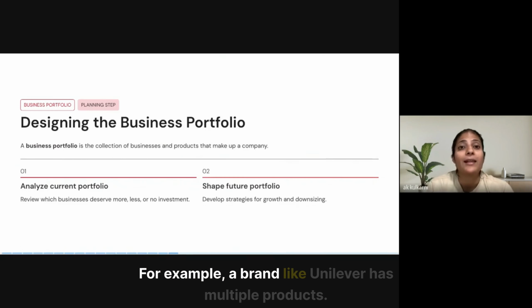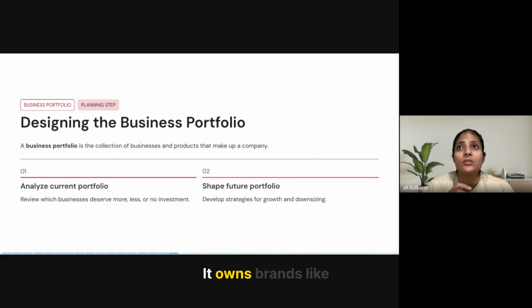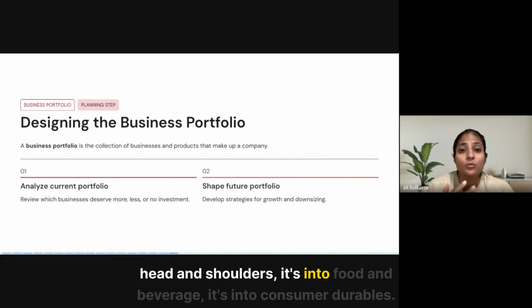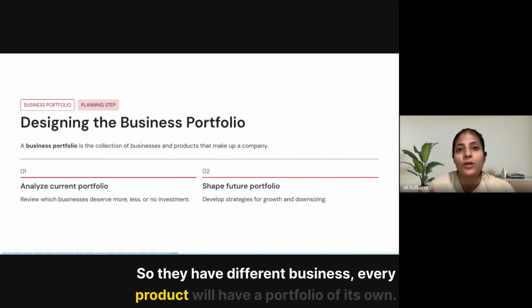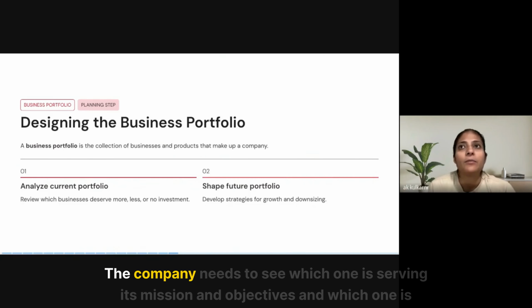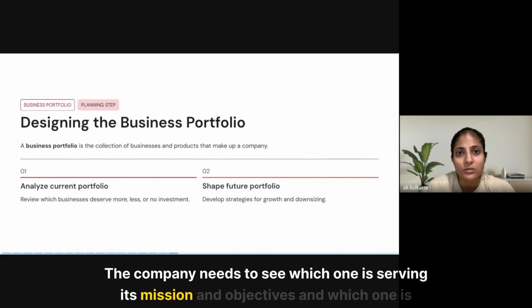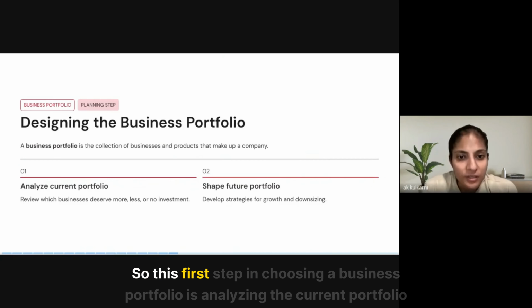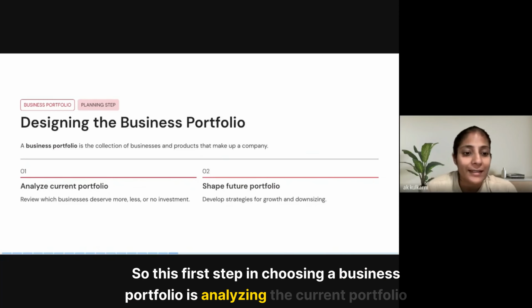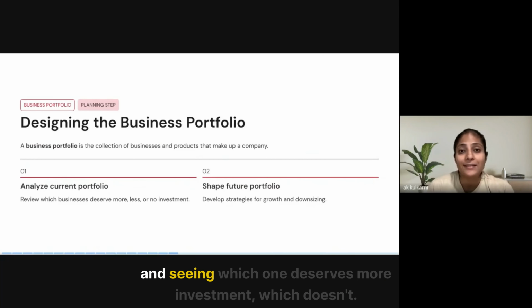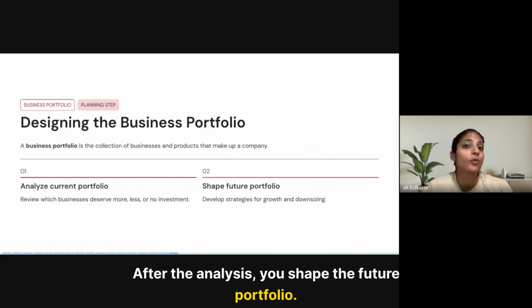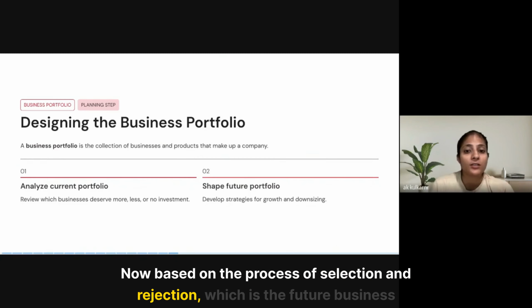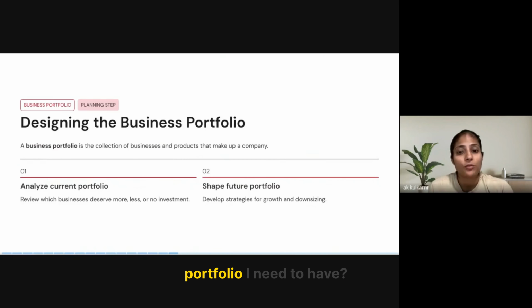For example, a brand like Unilever has multiple products. It owns a Johnson and Johnson. It owns brands like Head and Shoulders. It's into food and beverage. It's into consumer durables. So every product will have a portfolio of its own. A company needs to see which one is serving its mission and objectives and which one is not. So, the first step in choosing a business portfolio is analyzing the current portfolio and seeing which one deserves more investment, which doesn't. After the analysis, you shape the future portfolio. Now, based on the process of selection and rejection, which is the future business portfolio I need to have?